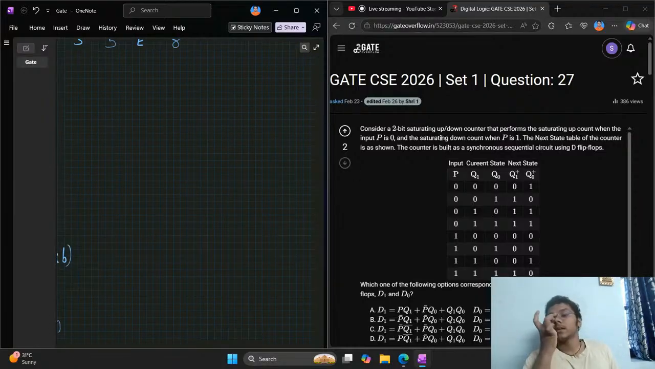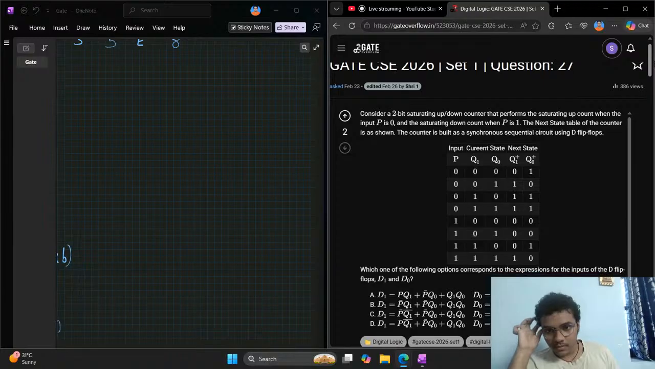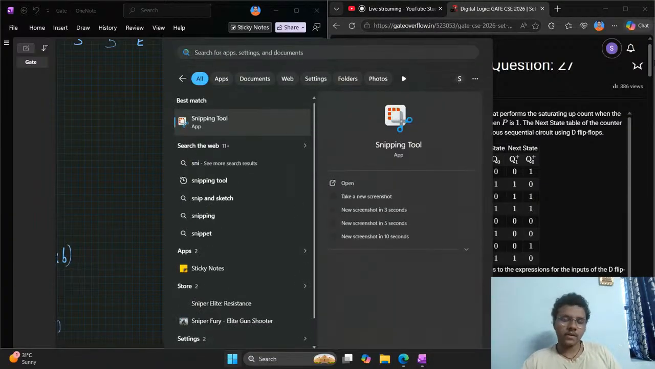A 2-bit saturating up or down counter that performs saturating up when input P is 0, saturating down when P is 1. The counter is built as a synchronous sequential circuit using D flip-flops. Which of the following options corresponds to the expression of the input of D flip-flops, D1 and D0?